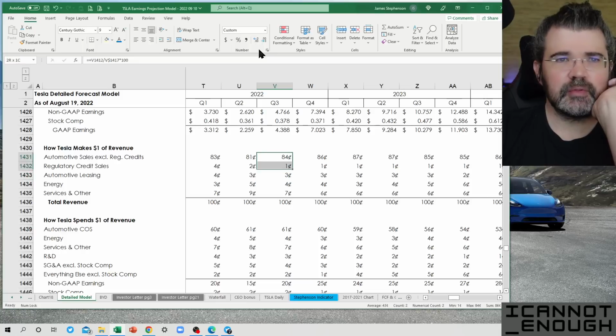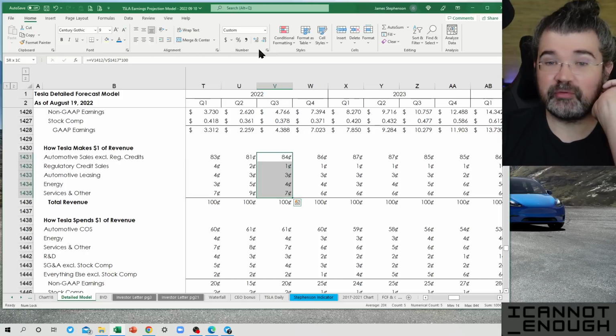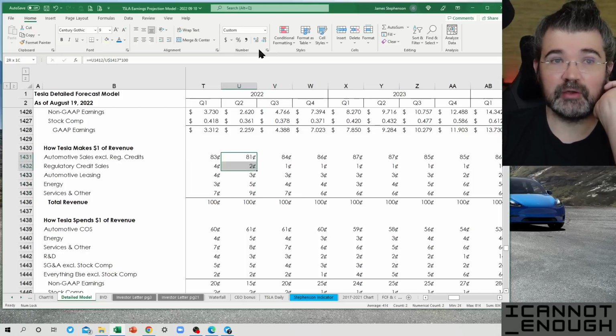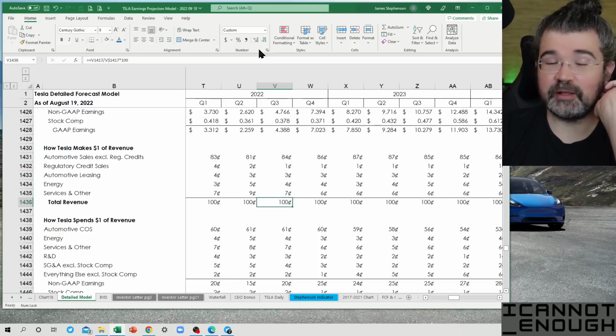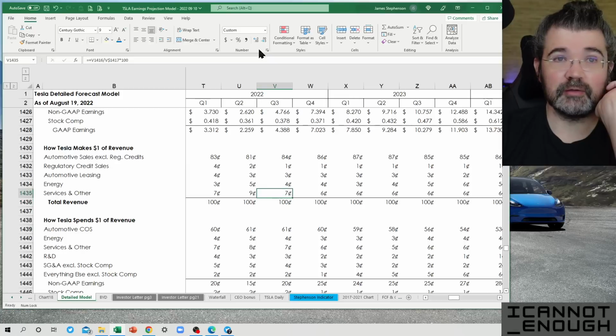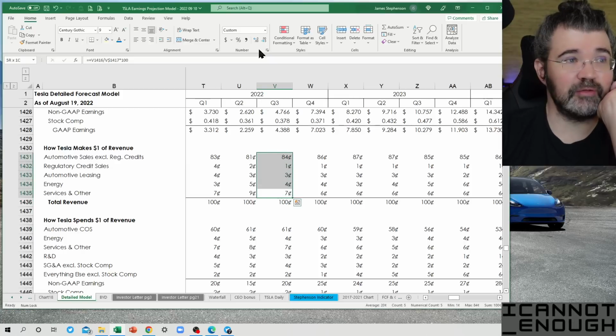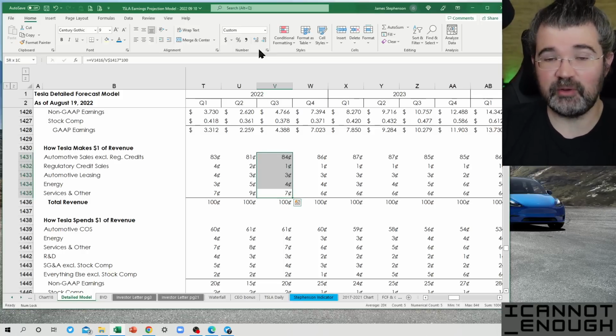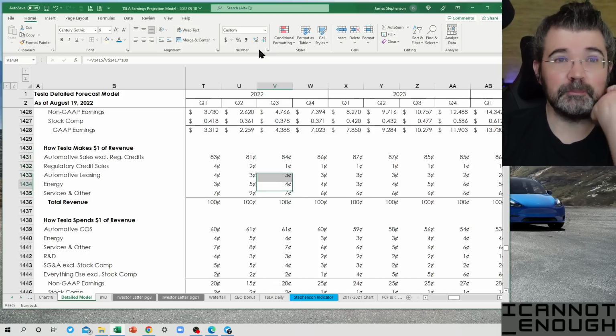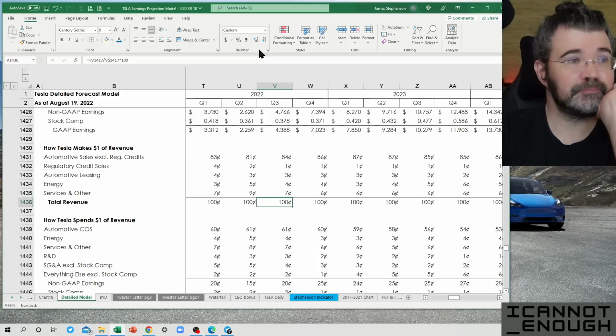Then these have to add up to 100 cents every time in every quarter because they are just telling you what their contribution to total revenue is, and these are comprehensive collectively. So between these revenue groups, all of Tesla's revenue has been accounted for, so it must add up to 100.